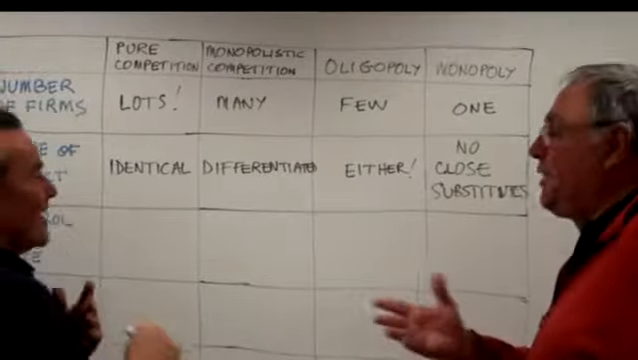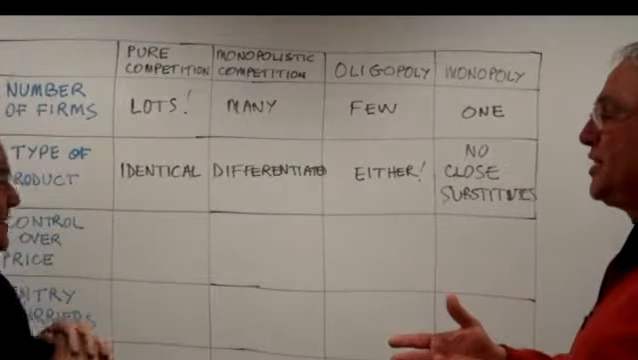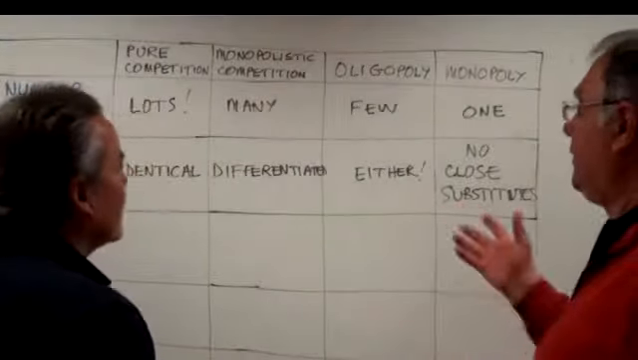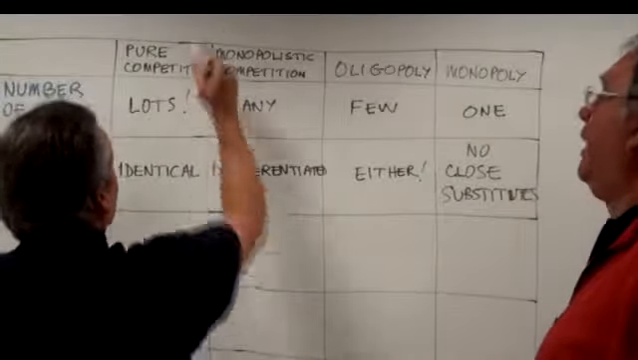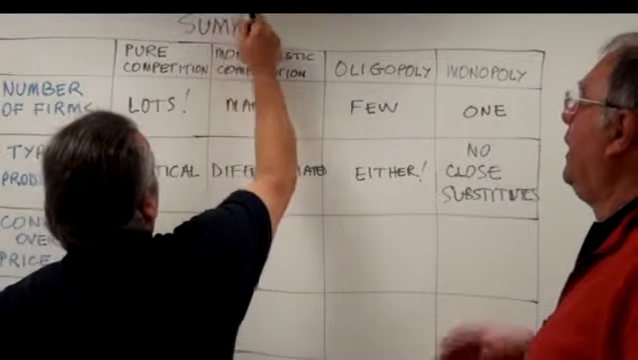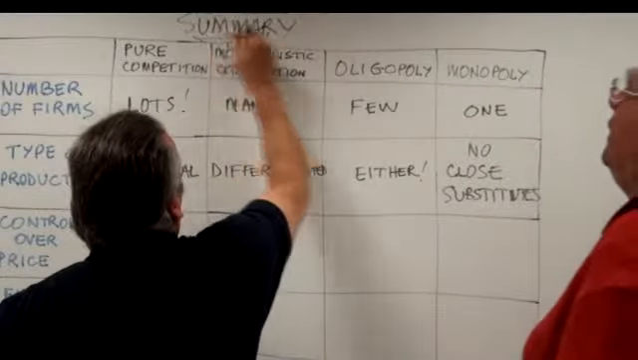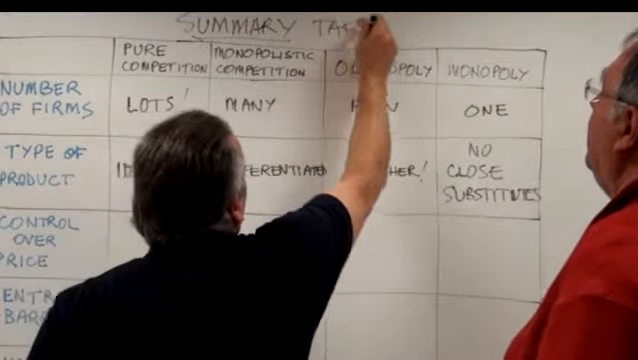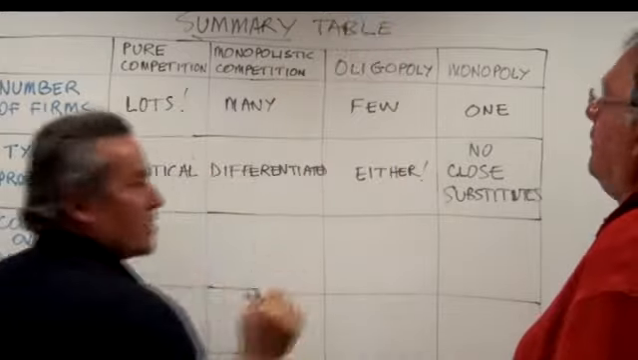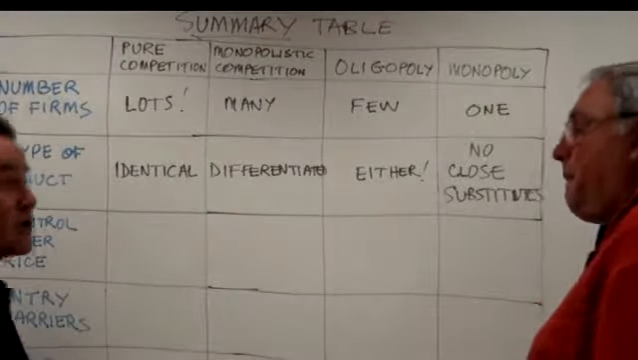What are you doing? We've come to the end of all the market structures, and I take it what you're doing is giving me a summary table. Very, very useful summary of our key features, our key characteristics of the various market structures.